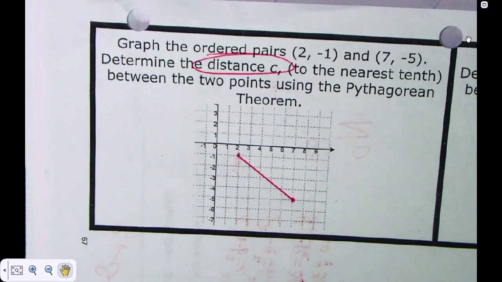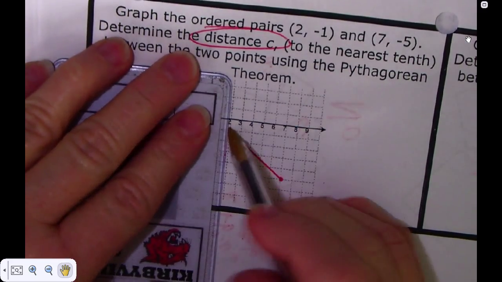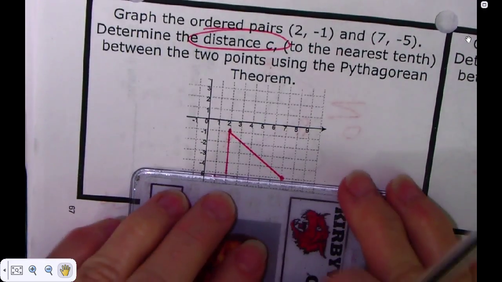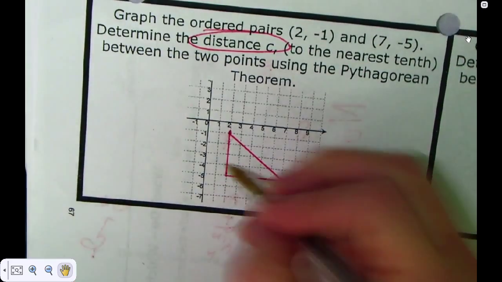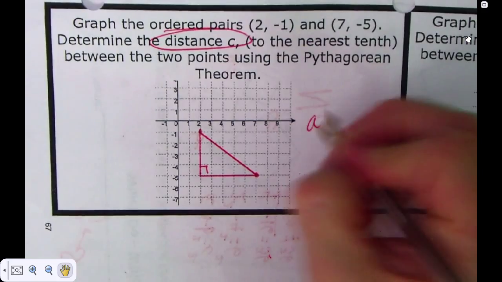Are we going to make a right triangle, you think? To find the distance, that's not slope. Slope and distance are two different things. So we are going to make a right triangle and use what? And it even tells you to use Pythagorean theorem.